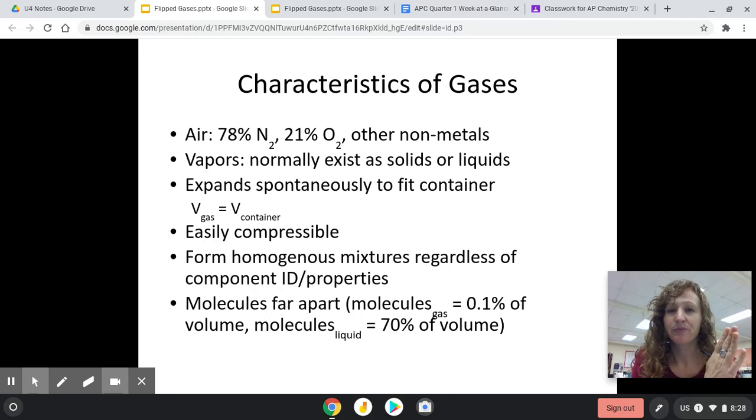For solutions, this occurred as long as the two things you were mixing were alike. If the two things you were mixing were both polar, then the solution you formed was going to be homogeneous. But if the two things were not alike, one polar and one nonpolar, that solution would not be homogeneous. It'd be heterogeneous. But gases do this no matter what you're mixing. You can mix water vapor, which is polar, and nitrogen gas, which is nonpolar. You can mix those together, and the gas is going to form a very homogeneous mixture, even though the two things aren't alike.